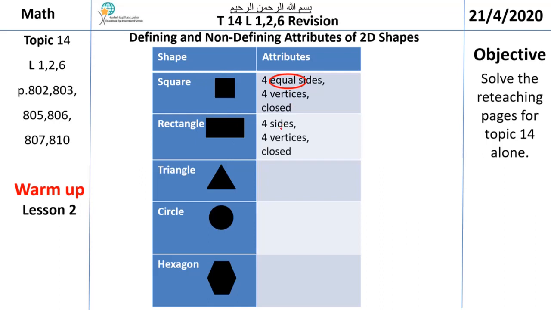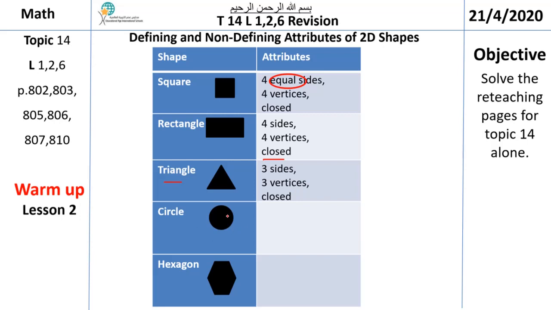Must have 4 sides, it doesn't have to be equal sides in the rectangle, 4 vertices, and it must be closed. What about the triangle? This is 3 sides, 3 vertices, and it must be closed. So according to this, the shape that was open in the previous slide, that was on the right, was not a triangle. Why? Because it did not have 3 vertices, right? It only had 2 meeting points of 2 sides.